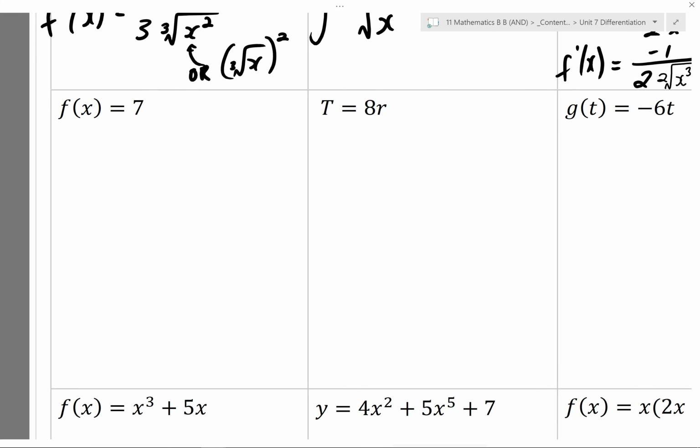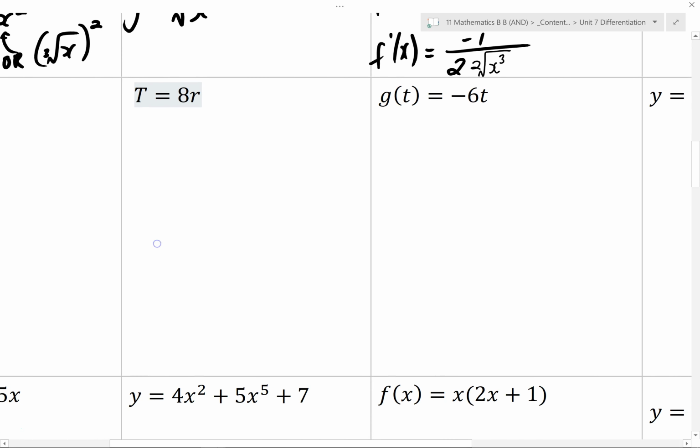Keep powering through these. Okay, f of x equals 7. Whenever there's differentiating a constant, it's always going to be 0 because this function is just a flat line where the derivative is always going to be 7.